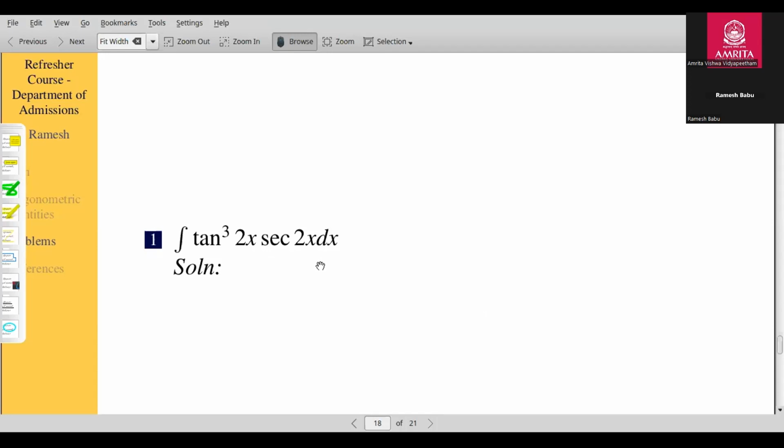What is my substitution? U is equal to tan 2x. You are getting this. Got it? Do you have any questions? The substitution is U is equal to tan 2x. When you do it, you will get the solution. It is an exercise problem for you.